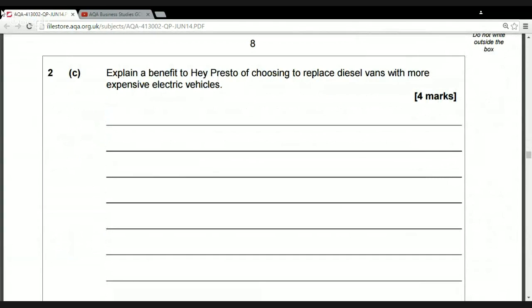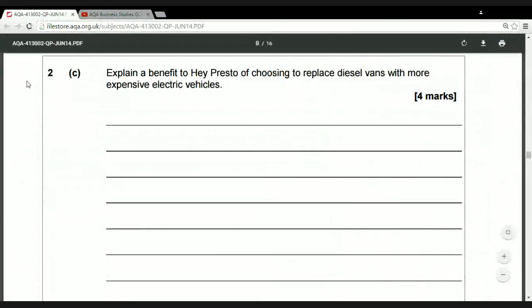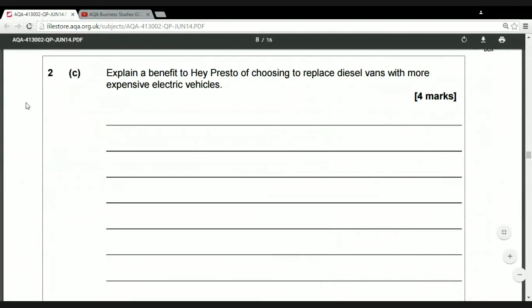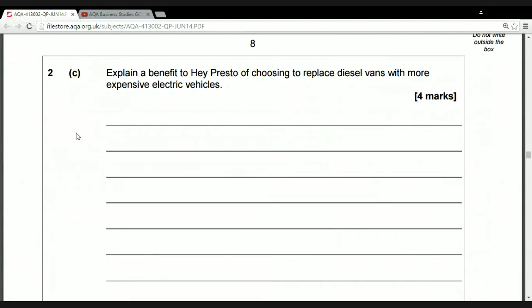We've got another 4 mark question for you. So this is: explain one benefit to Hey Presto of choosing to replace diesel vans with more expensive electric vehicles.